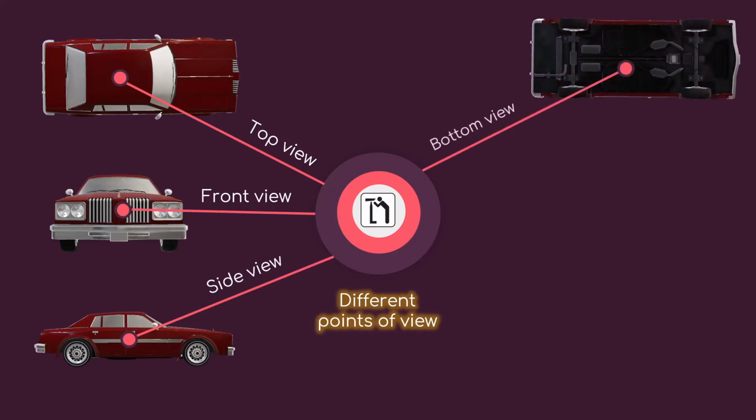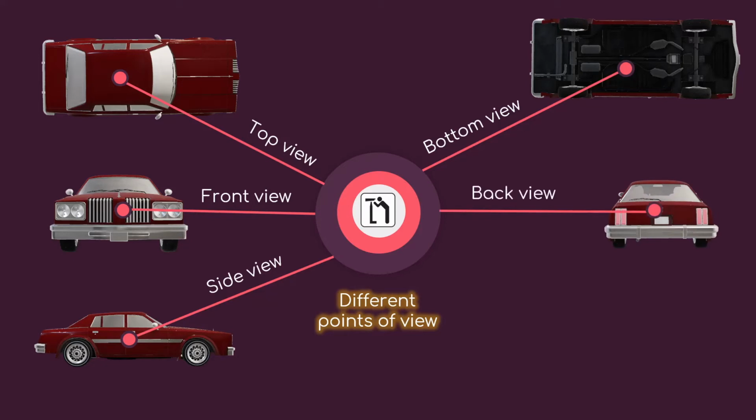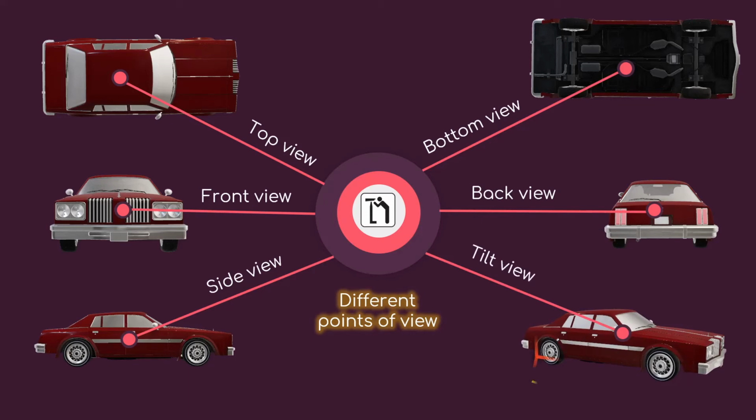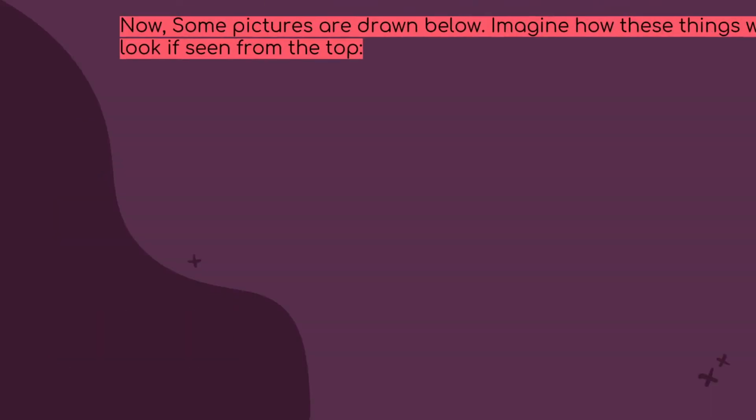Next, this is the bottom view. Suppose a cat is stuck in between the car, and if it looks upward, at that time this view is seen. This is the back view of the car. Suppose you are walking through the road and a car crossed you, at that time you can see this back view. And the last, this is the tilt view, where the motion of the car and your viewpoint make a specific angle, like 30 degrees here.